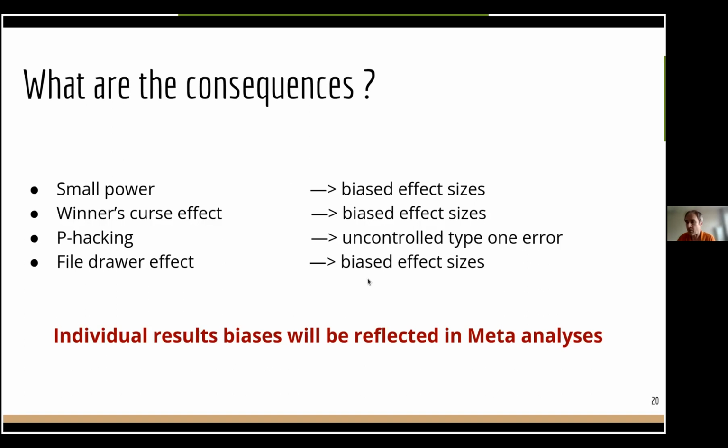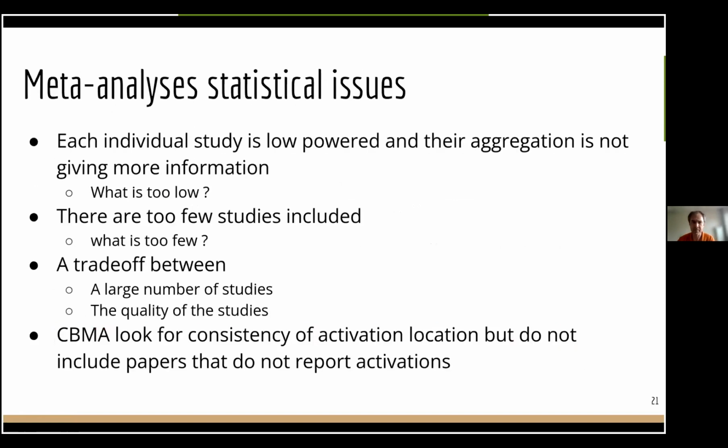So I think in general, the literature will have much larger effect sizes than the true ones. The individual result biases will be reflected in those meta-analyses. So when we do a meta-analysis, we will report a meta-result that is inflated in effect size. To summarize and capture that problem, each individual study is low powered, and the aggregation is not giving more information.